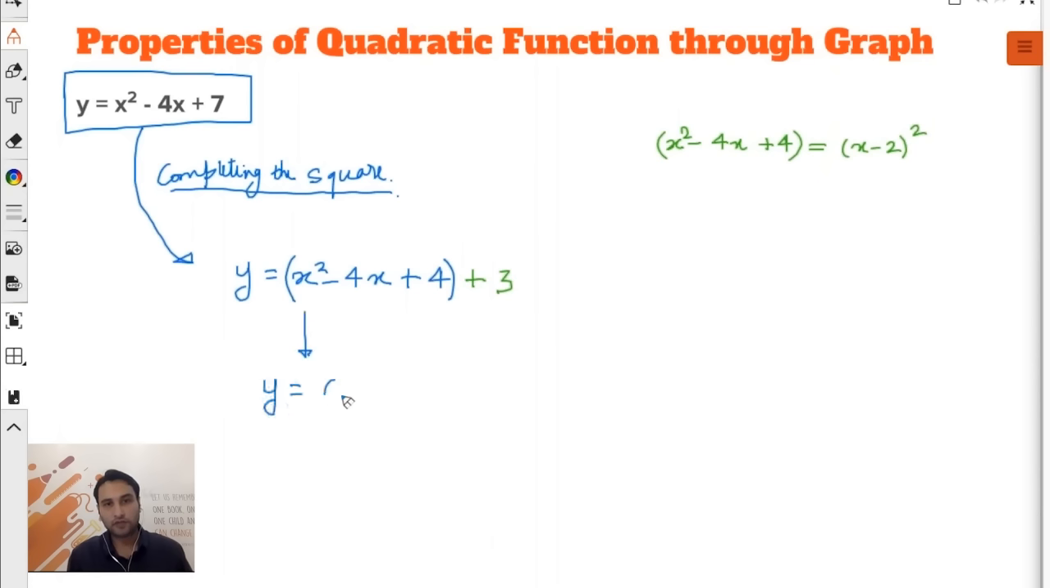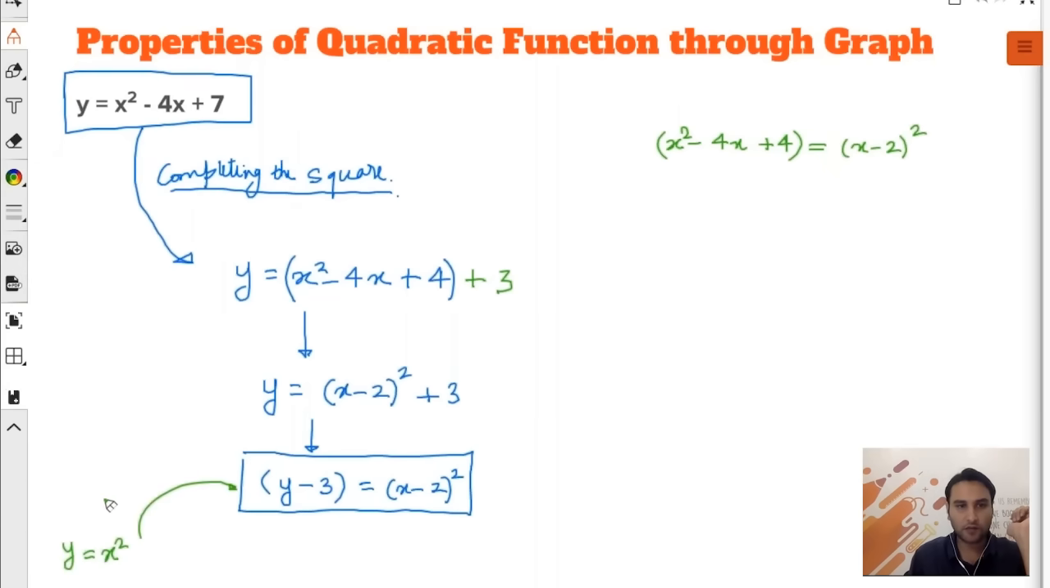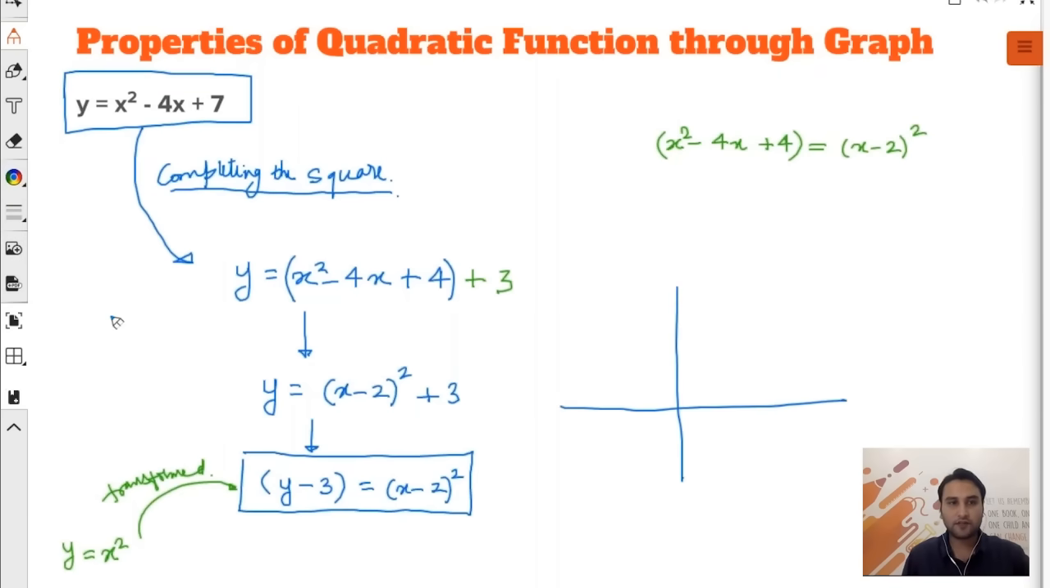It will look like y is equal to x minus 2 whole square plus 3, which further can be written as y minus 3 is equal to x minus 2 whole square. This is nothing but the transformed graph of y is equal to x square. How is it transformed? It's very simple. You have already learned that. You have learned that if the graph of y equal to x square is this, whose vertex is 0, 0, now because of x minus 2 and y minus 3, the vertex will shift.